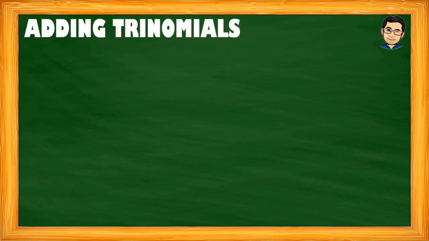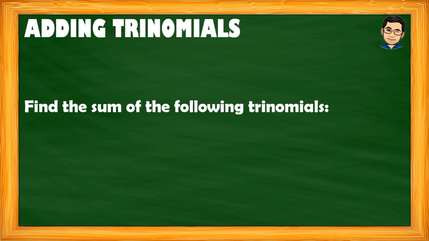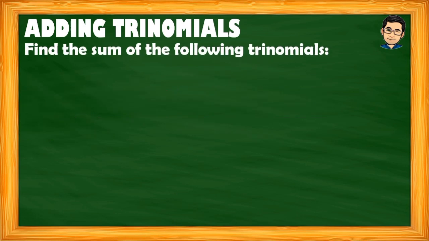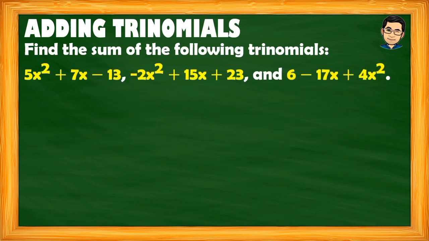So, let's have adding trinomials. Find the sum of the following trinomials. 5x squared plus 7x minus 13, negative 2x squared plus 15x plus 23, and 6 minus 17x plus 4x squared. So, nakasulat naman yung first given natin, yung first trinomial natin in standard form as well as yung second trinomial. But the third trinomial is not written in standard form.